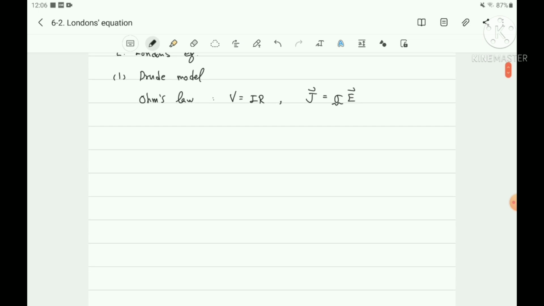What's the origin of Ohm's law? The basic description for the Drude model is that, from the force equation, electrons scatter. Because in the solid the electrons scatter from some imperfections or impurities, and also scatter with each other, and the scattering retards the velocity of electrons.